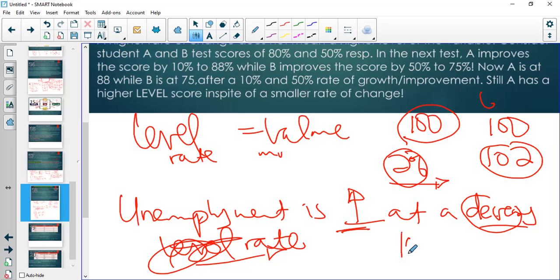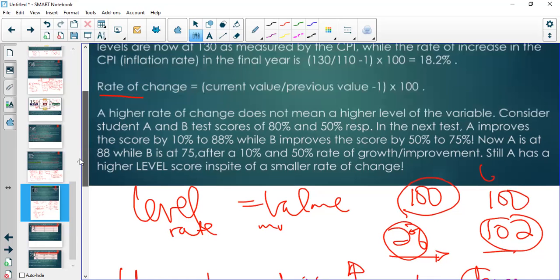Then the following year it increases at 10%, right? We're just being general here. So now the level is at 112, but the rate was 10%. All right. So the level is where it's currently at, but it's increasing using a rate. So the rate feeds into the level, right? I hope that does make sense to you.